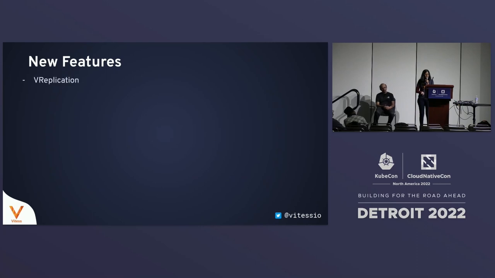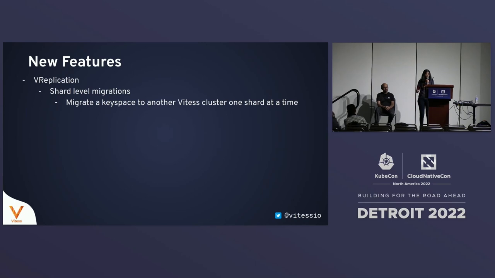Next up, VReplication. One thing that is new in 15 is shard-level migrations. It's possible to migrate a keyspace from one Vitess cluster to another one shard at a time. Previously, the migration had to be done for all of the shards at the same time. We also have better throttling for VReplication workflows so that the databases that are serving production traffic are not negatively impacted by some of these sharding and materialization type of workflows.